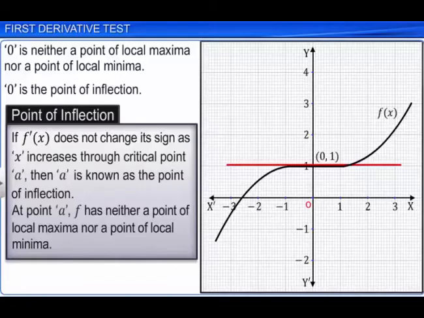Now, let us take a quick look at the steps to be followed to find the local maxima or minima using the first derivative test.